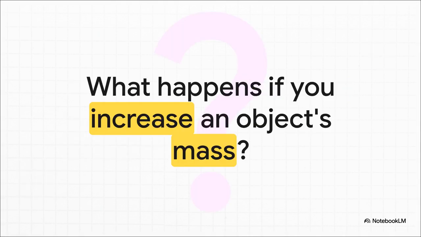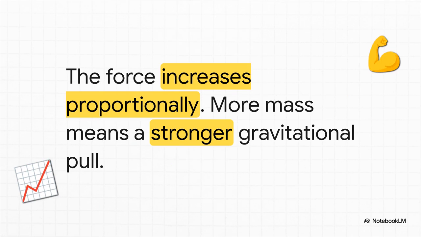Okay, next one. This one's a little easier. What if you keep the distance the same, but you just increase the mass of one of the objects? The force gets stronger. It's a direct relationship. More mass means more gravity. If you can remember those 2 basic ideas, more mass means more pull, but more distance means much less pull, then you've totally got the core of Newton's law down.